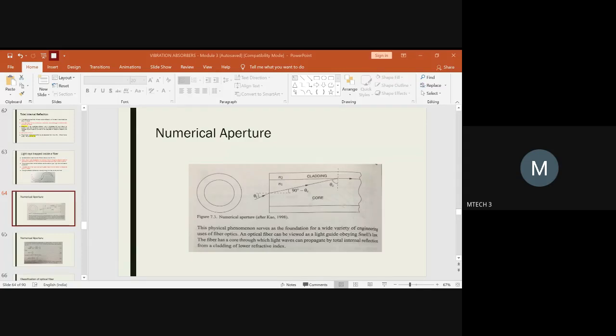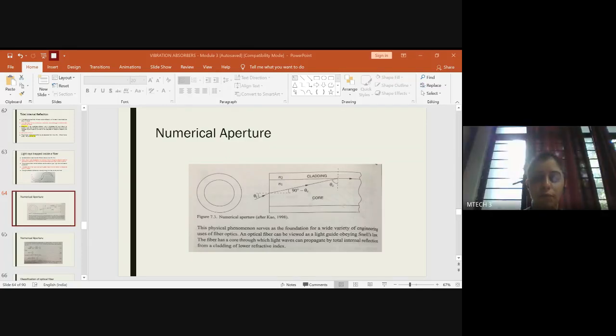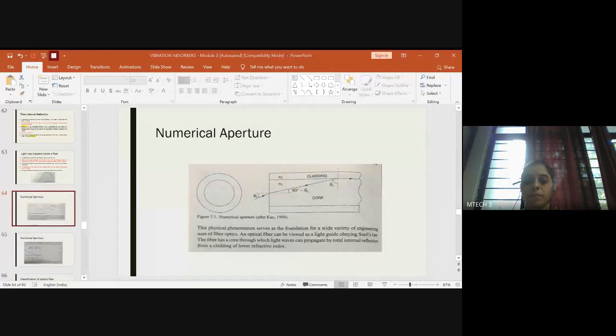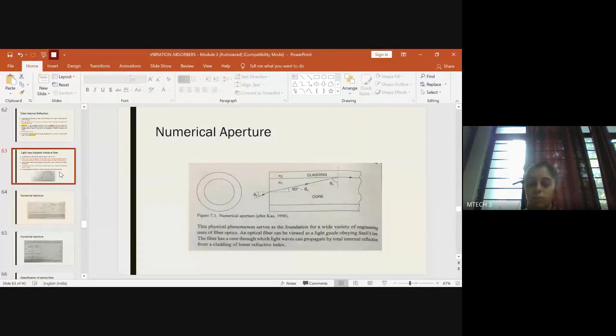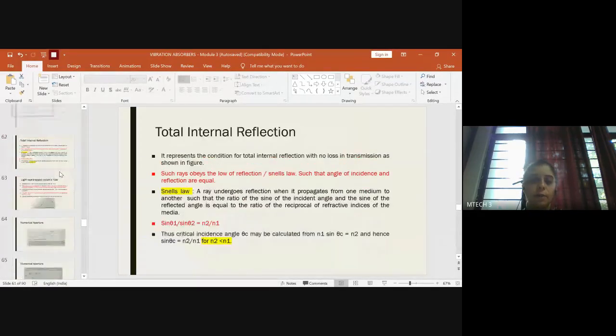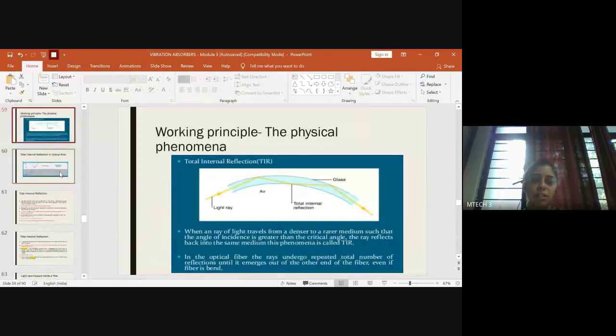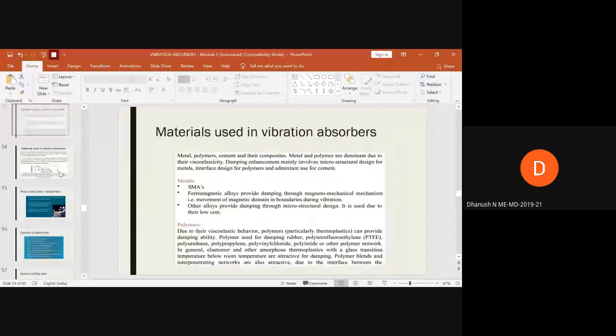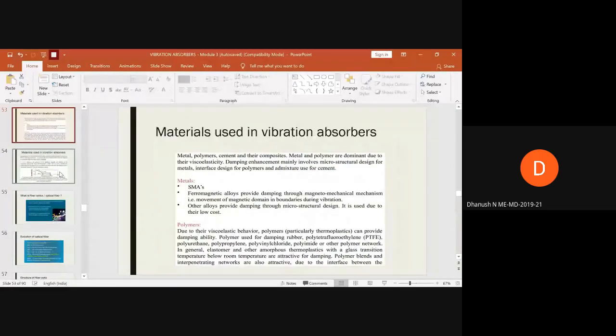Can anyone let me know in 2 minutes what we were dealing with in the last class quickly, so that I can proceed further? What was the thing we were dealing with in the last class, Dhanush? Ma'am, about vibrations, parallel damped vibrations and total internal reflections, optical fibers, ma'am.